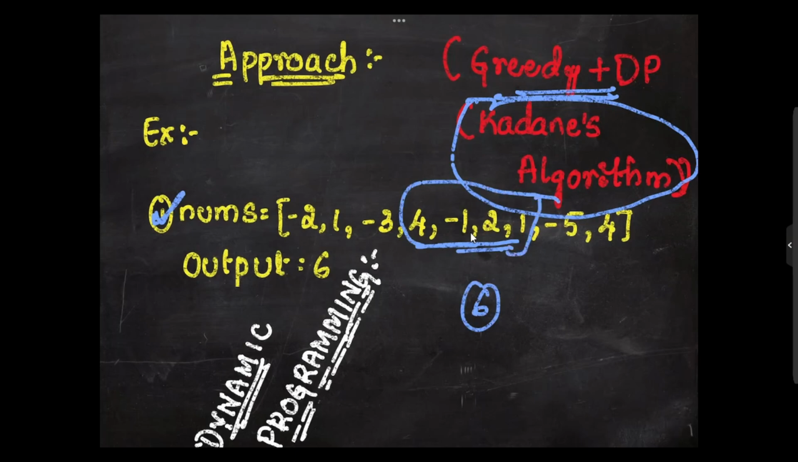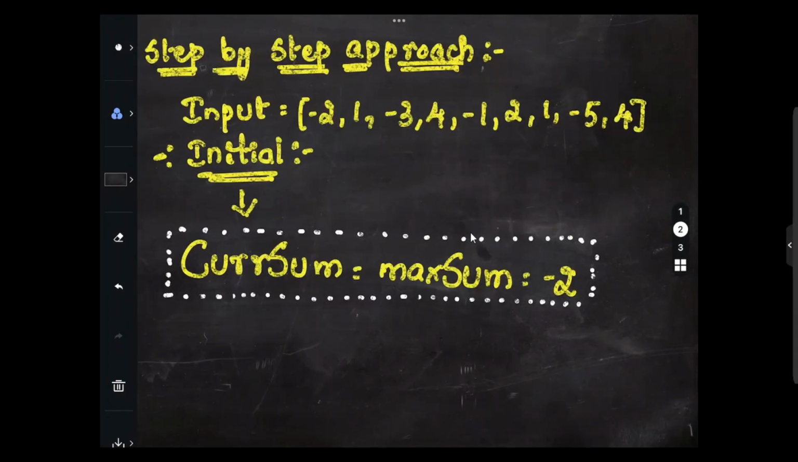If we consider any other element that is continually present, it will give us a sum less than 6 itself. So we consider this one. We have already discussed the 3 examples that they have given in the question. Let's see the step-by-step execution for this one.